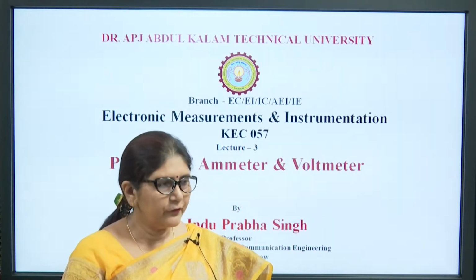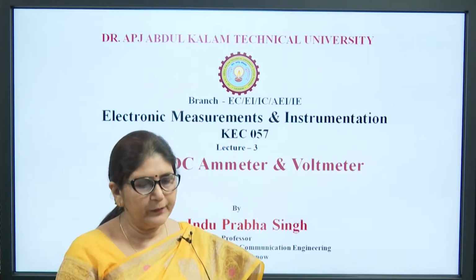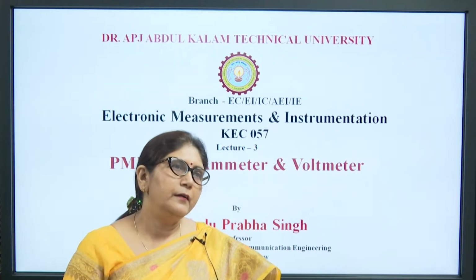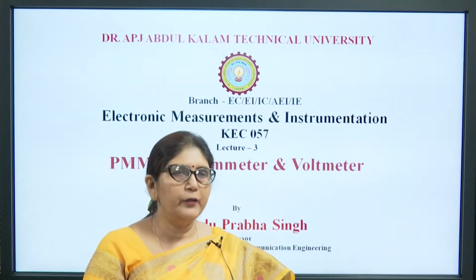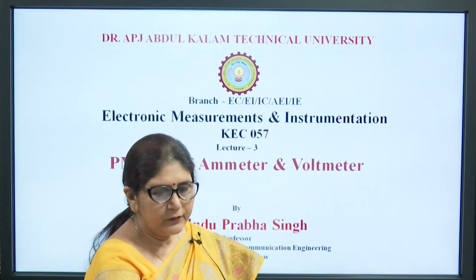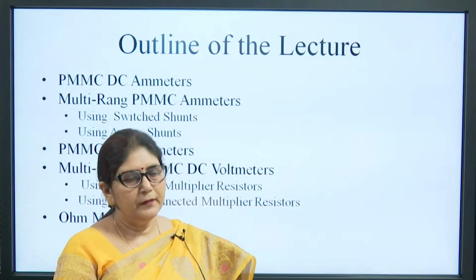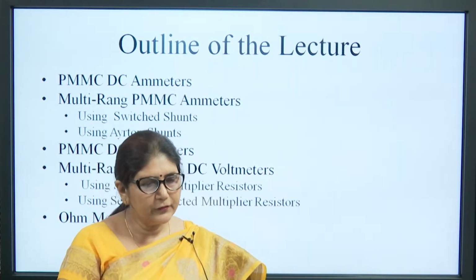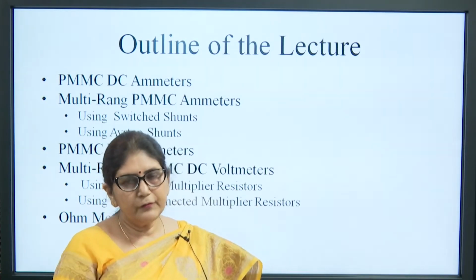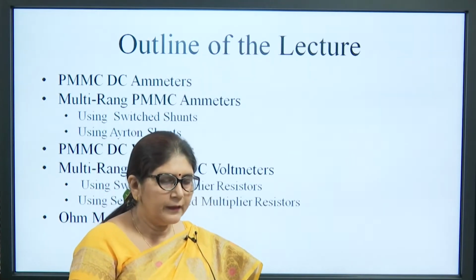In the previous lecture I discussed the construction of the permanent magnet, how it is used as a voltmeter and ammeter, and how this instrument is modified to act as a null detector, that is the galvanometer. In this lecture I will discuss the PMMC DC ammeter, multi-range PMMC ammeters, PMMC DC voltmeter, multi-range DC voltmeters, and then the ohmmeter.